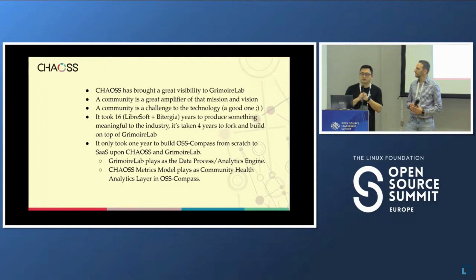So what we recommend is that CHAOSS and BitergiA have analysis services that can provide some data directly to you. OSS Compass also provides REST APIs for metrics and metrics models. You can fetch that data directly and only care about the communities you care about.